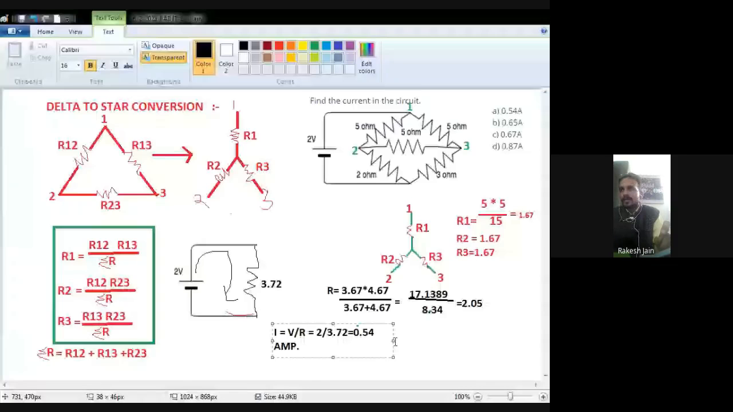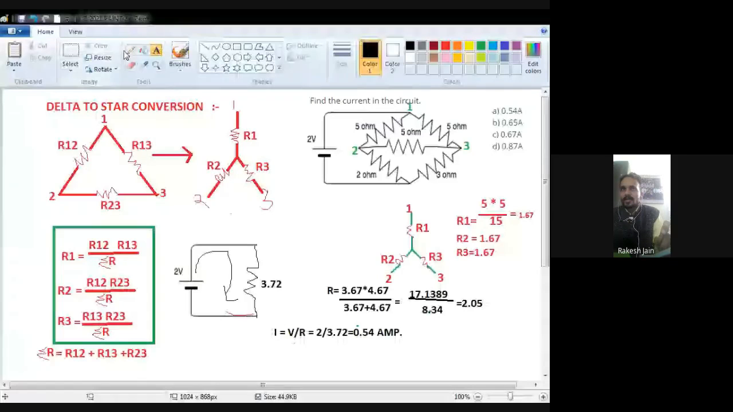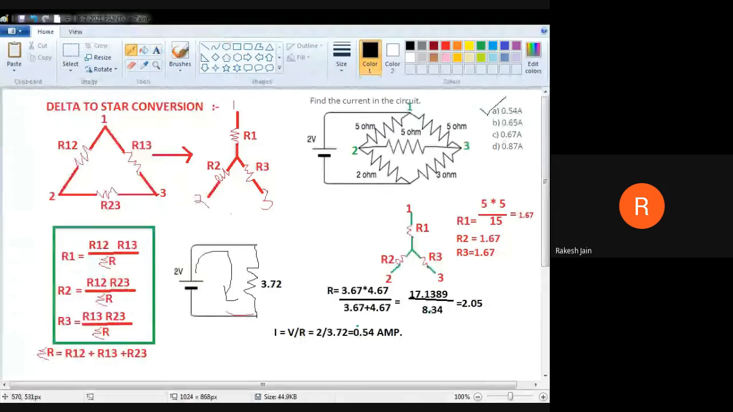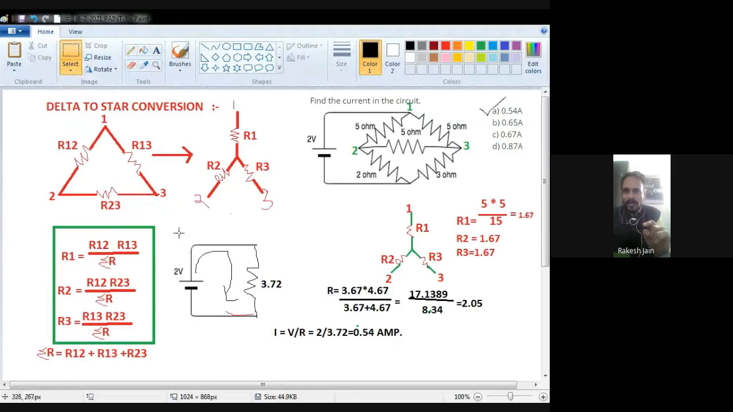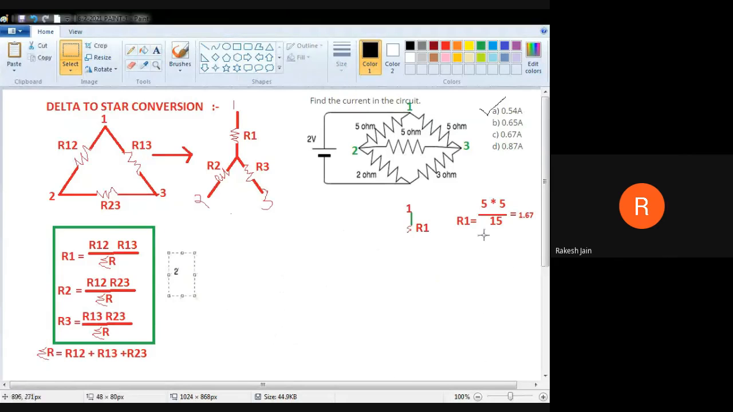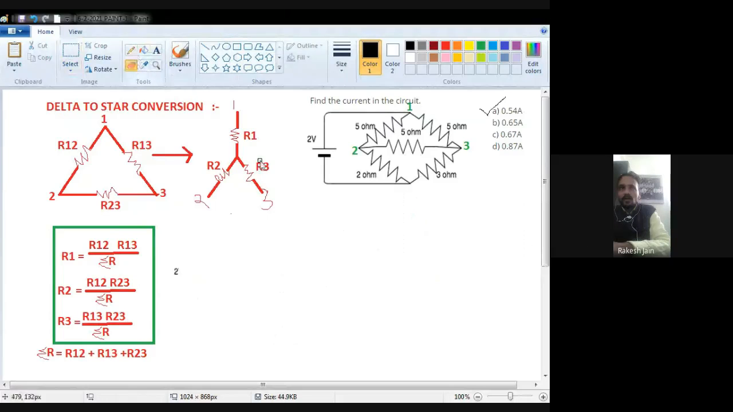Okay. Now see, these two resistances are in series. One is of 1.67 and one is of 2.05. So now we add these two resistances. 2.05 plus 1.67 is equal to 3.72. So these two resistances will be removed completely, and only a single resistance will remain, whose value is 3.72.